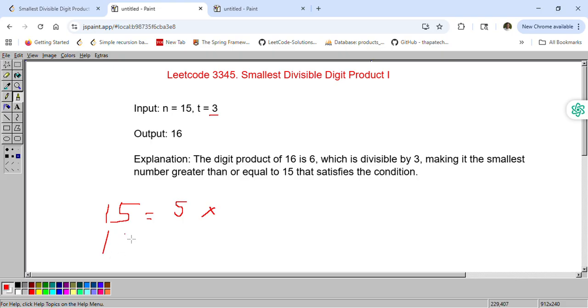Then we will have to try the next number, 16. The product of its digits is 6 into 1, which is 6. 6 is divisible by 3. Yes, 6 is divisible by 3. So 16 is the smallest such number where the product of the digits is divisible by t. This is what we want to find out. I hope you understood this problem clearly.